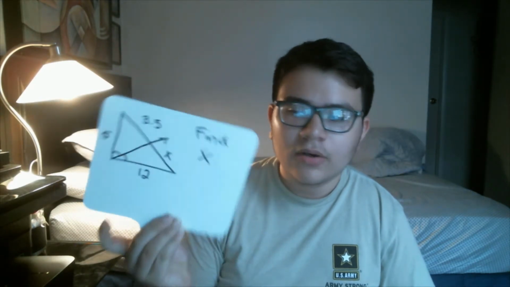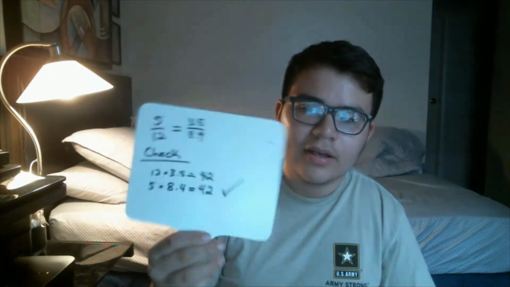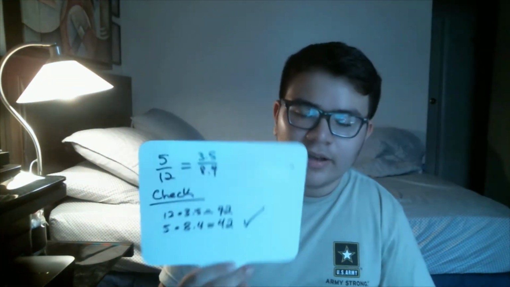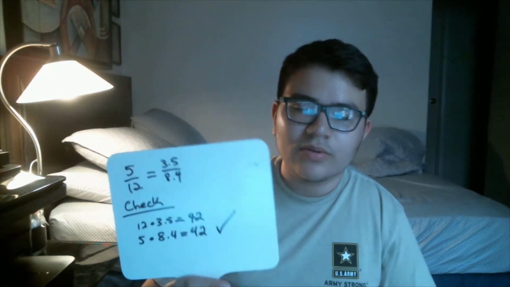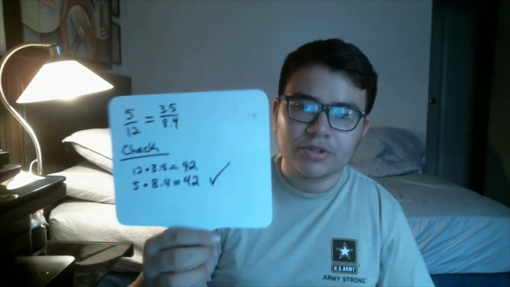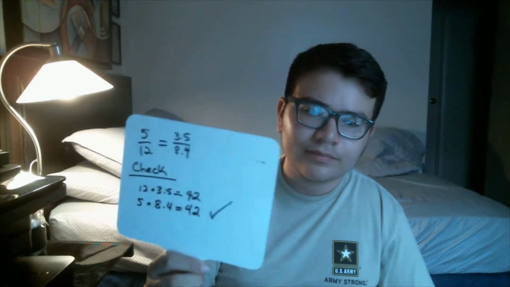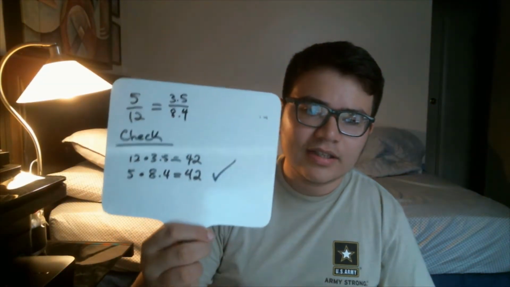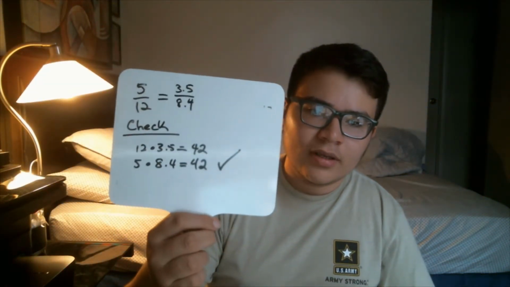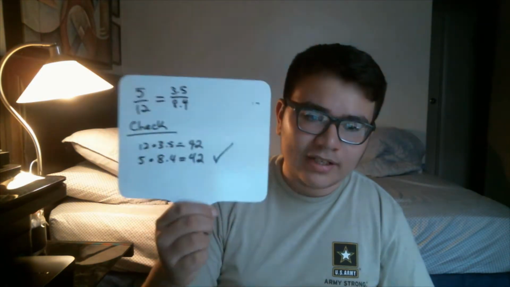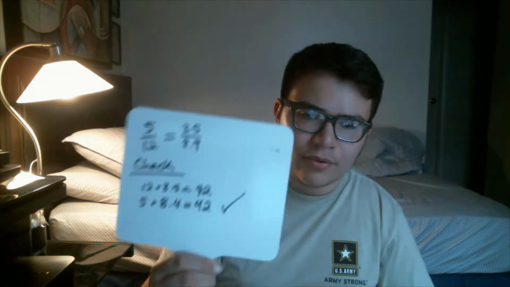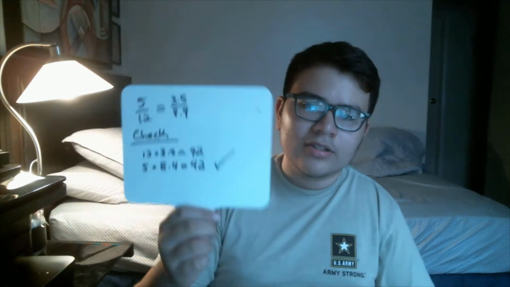Now, a thing to remember is to always check your work in order to make sure that your answer was accurate. And for this question, we could check our work by substituting the value of x back into the cross multiplication. An alternative thing to do is to substitute it back into the original fraction, but I prefer this way. And it's clearly seen that 12 times 3.5 is equal to 42, as well as 5 times 8.4, which is also equal to 42.